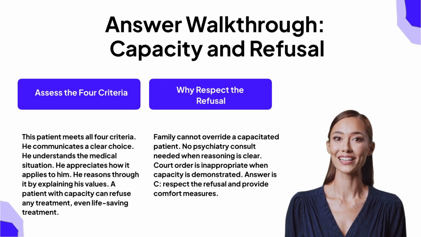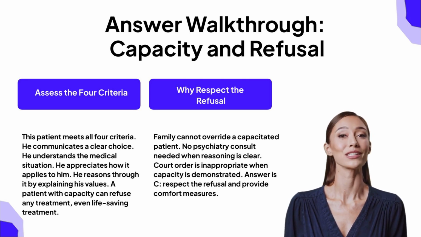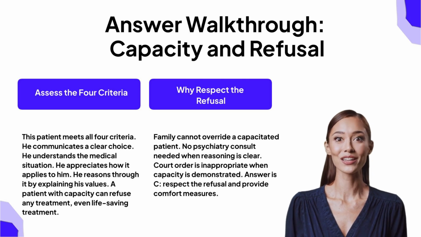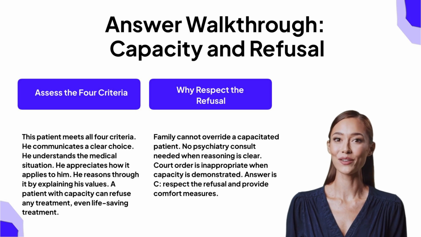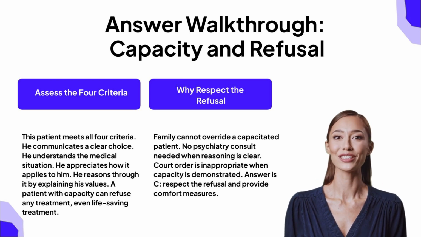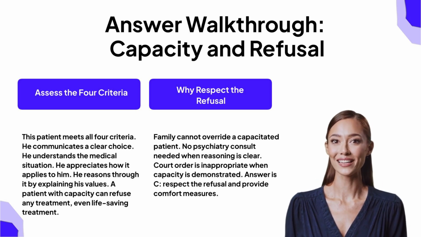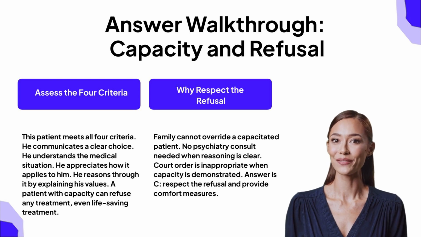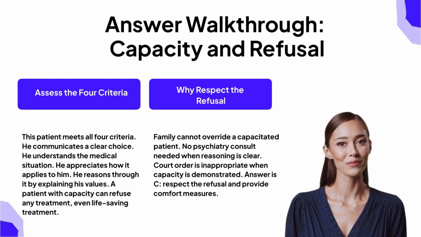This patient communicates a clear choice. He would rather die than lose his leg. He understands the medical information. He knows the infection could kill him. He appreciates how it applies to him. He is making this decision about his own body with full awareness of the consequences. And he can reason through the options. He calmly explains his values and logic. He meets all 4 criteria for capacity.